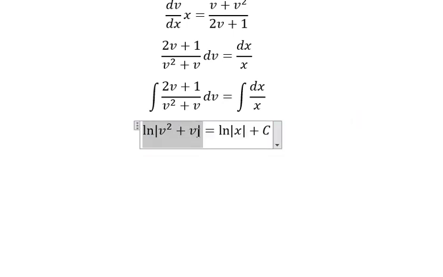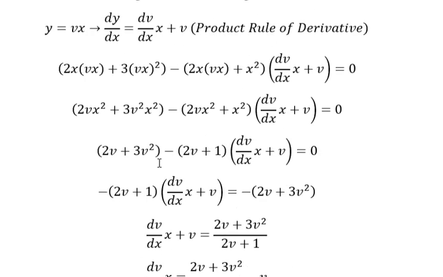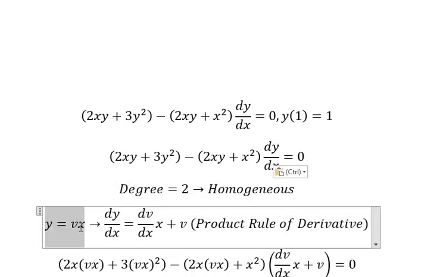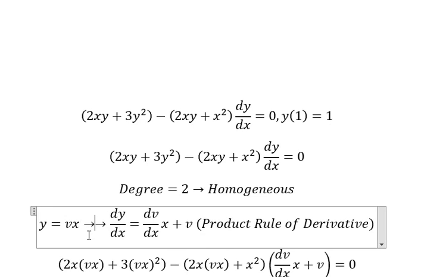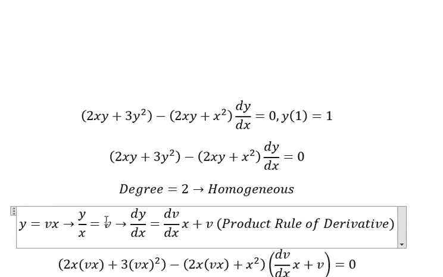Because if I do first derivative of this one, you get this one in here. About v, that is about this one. So we need to divide both sides by x. And now we need to change v into y over x.